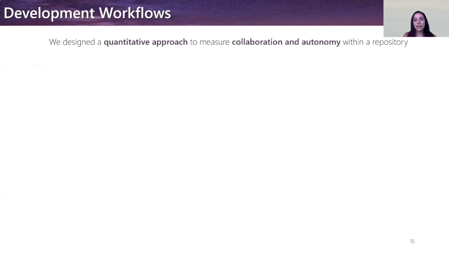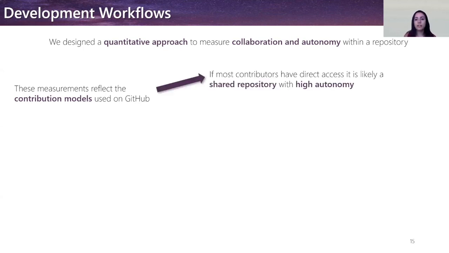So after we looked at sort of the front-facing characterizations of these repositories, we wanted to take a bit of a deep dive, and we developed a quantitative approach to measure collaboration and autonomy within a repository. So why would we do this? First of all, the measurements reflect the contribution models used on GitHub. If most of the contributors can directly push and commit their code, it's likely a shared repository, and the contributors have high autonomy. They're not dependent on someone else to merge their contributions for them.